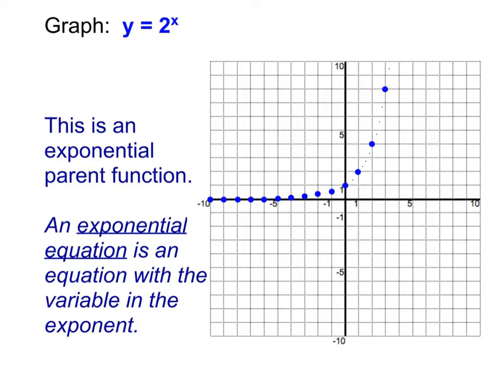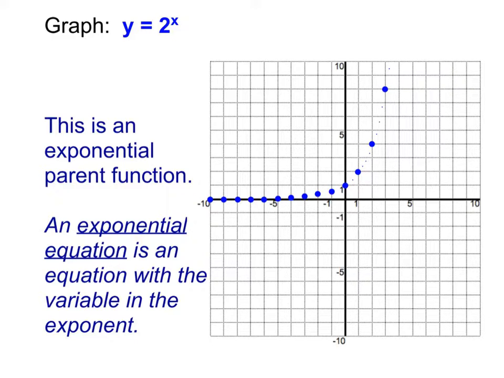Now, little subtlety, little detail. You notice I said here that it is an exponential parent function. There's actually any single number to the power of x will be a parent function. So 2 to the x is a parent function, 3 to the x is a parent function, 0.95 to the x is a parent function. So anything where you just have the number to the x is considered parent.